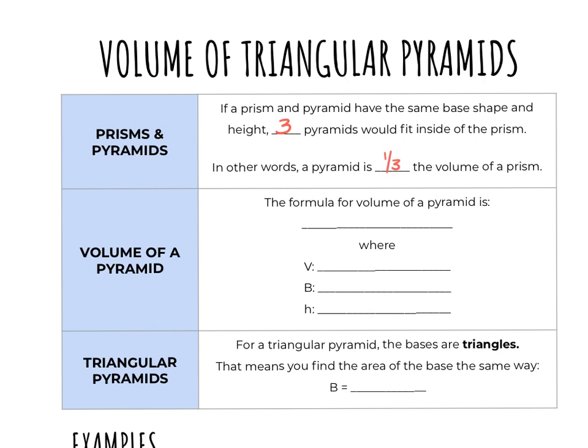The volume of a pyramid starts with the volume of a prism, area of the base times height. The difference is when you have a pyramid, your last step is to divide by 3. Remember, V stands for volume. Capital B stands for the area of the base, so there's some calculating involved in that. And then H stands for the height of the pyramid.